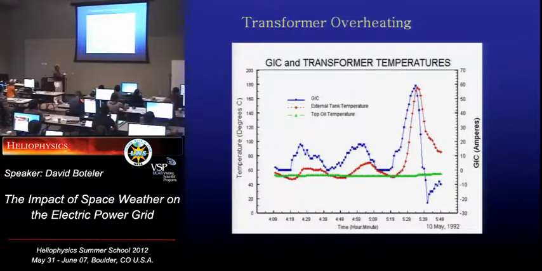But in this transformer, they did some measurements on the tank outside, and that's this. You can see a big spike in the temperature associated with this GIC. We're going up to 170 degrees centigrade. So that's a big concern. It was this very localized heating that caused the problem in that picture with the burnt-out transformer that I showed earlier.